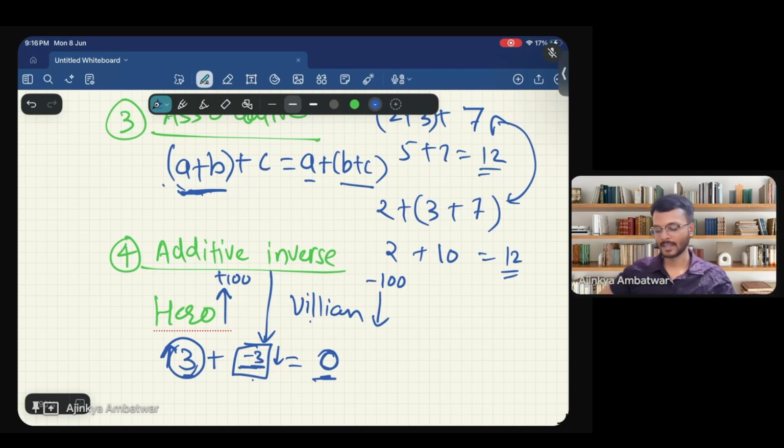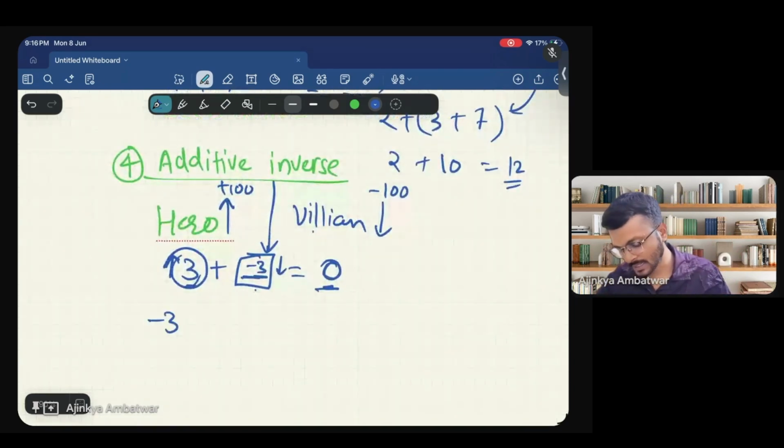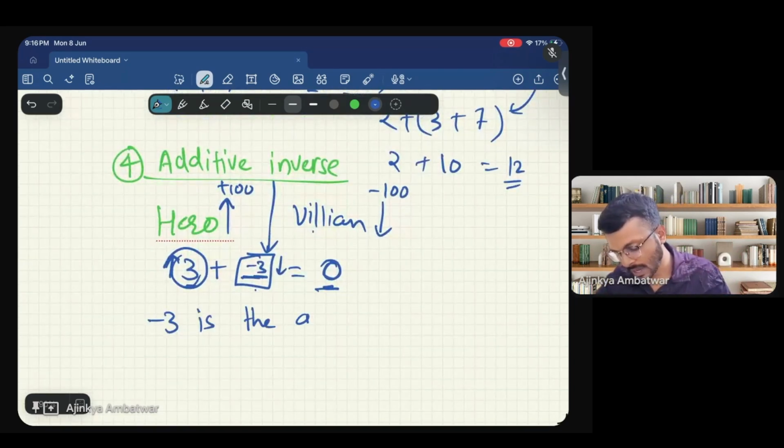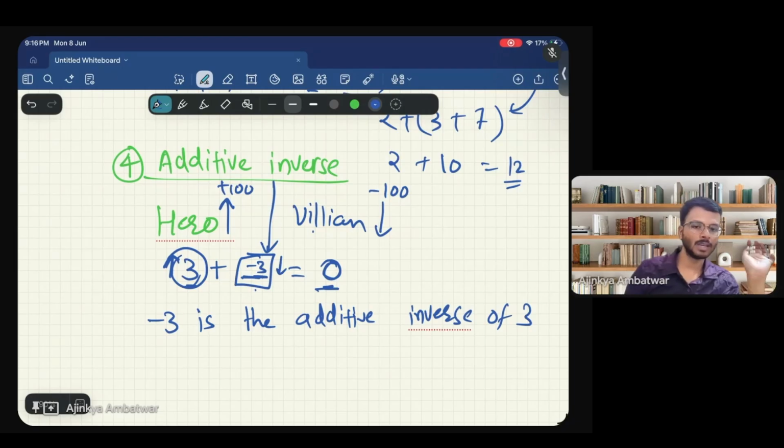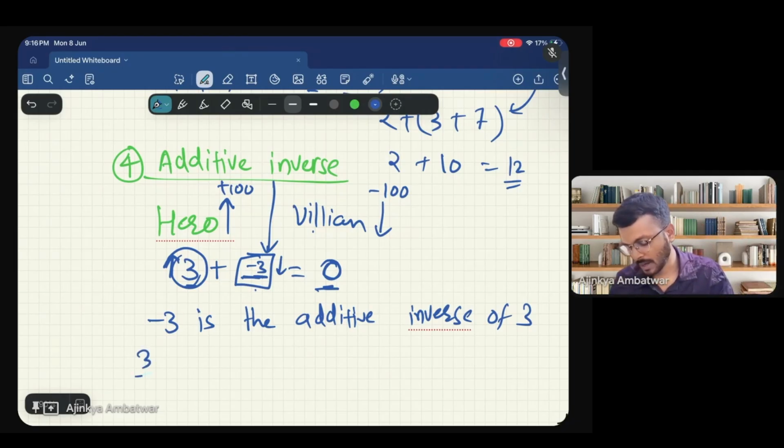Simple. यहाँ पे मैं लिख देता हूँ. Minus 3 is the additive inverse of 3. That's it. Additive inverse means if I add the number to its additive inverse, the answer will be 0. Tell me one more. If I give you another number, let's say 3 by 8, tell me what is this additive inverse?